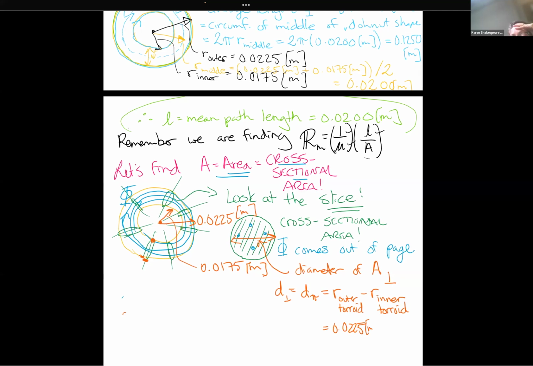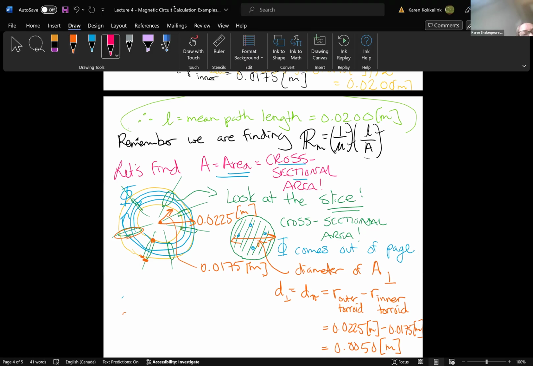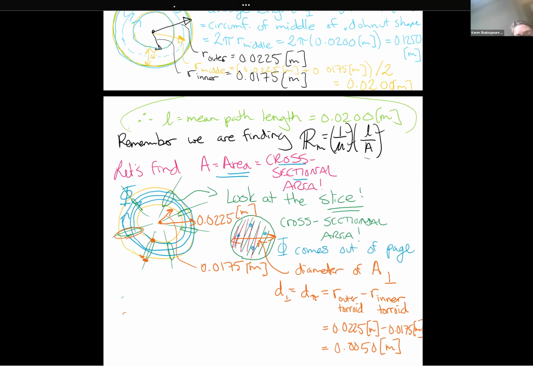0.0225 meters minus 0.0175 meters would give me the distance across this cross section, yes? So that would be 0.005, and I like to keep 4 significant digits, which we can talk about at some point. That's the diameter, but we don't want the diameter. We want the area of this cross section. It is perpendicular to our toroid.